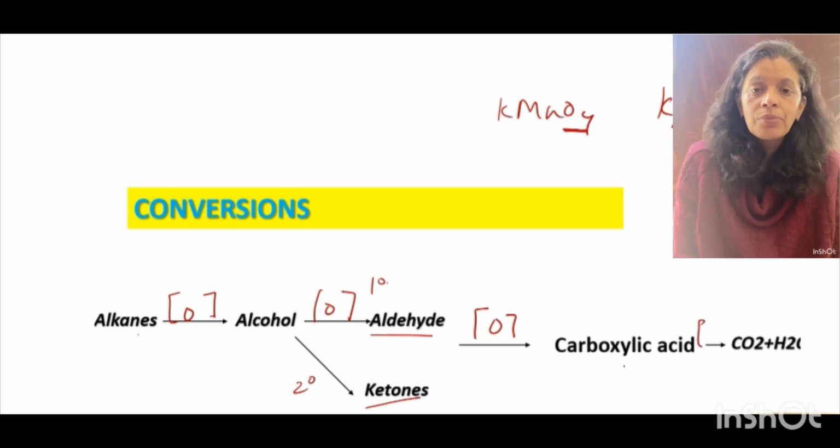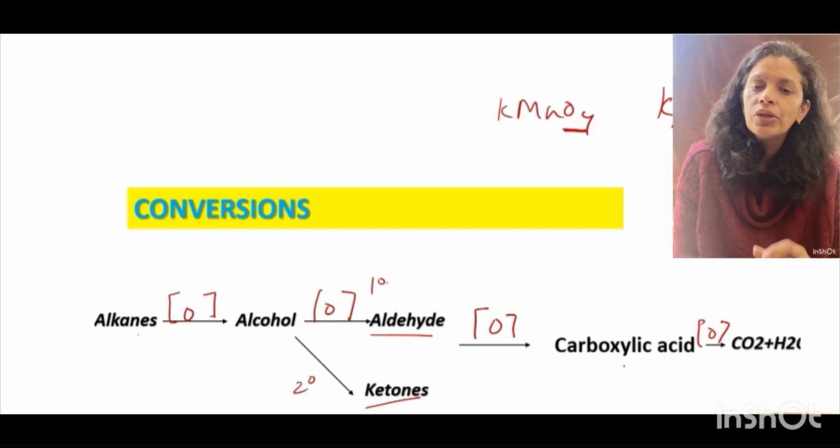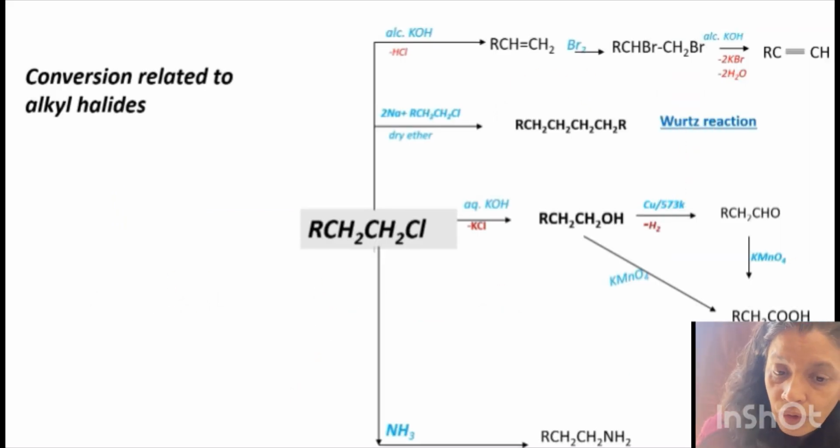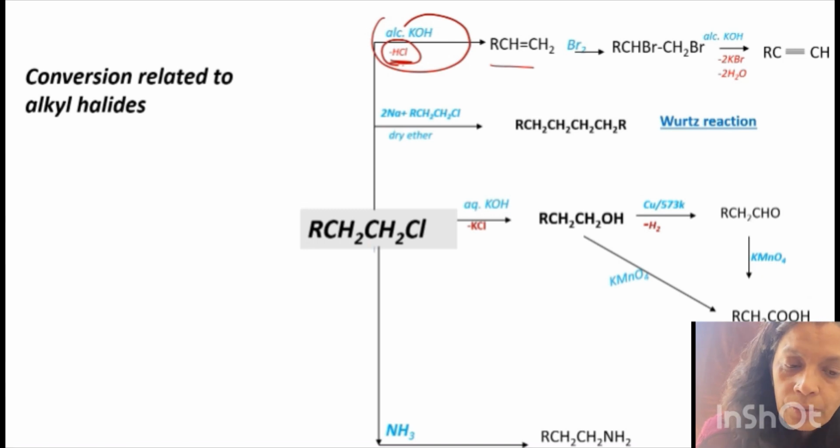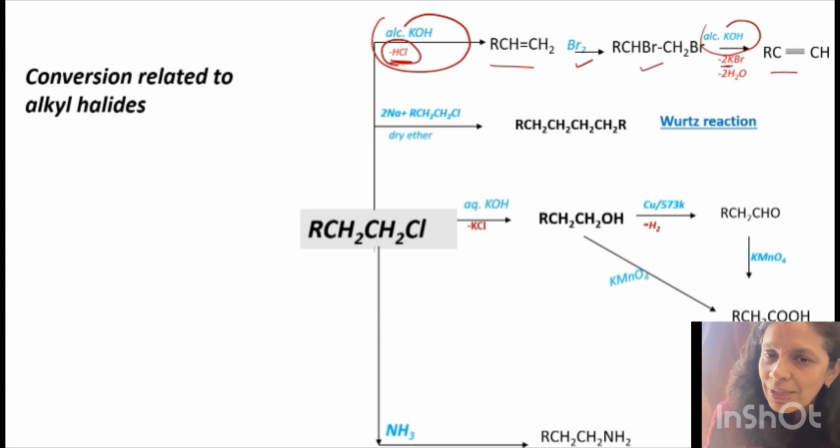The same thing can be reversed by using any reducing agent. Any alkyl halide, when you are treating it with alcoholic KOH, will lose hydrogen and HCl, and it is going to make the alkene. On further treatment with halogens, it will get converted to the alkyl halide with a single bond. Now on further treatment with alcoholic KOH, it will again remove KBr and convert into the triple bond. And if you want to double the size of your hydrocarbon, you can use the Wurtz reaction.